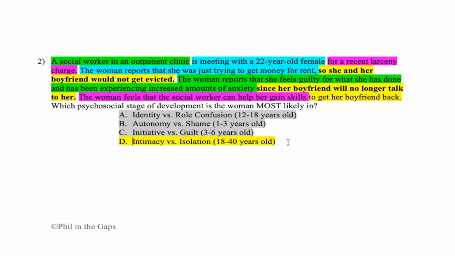And it's not guilt, even though it says in the question that she's been feeling guilty. The two meanings are totally different. She's feeling guilty because her boyfriend isn't really talking to her anymore. But if the boyfriend was talking to her, she would have zero problems in some way, shape, or form.